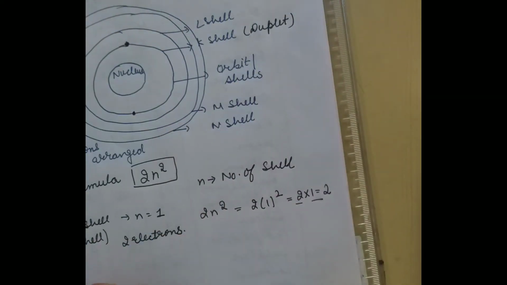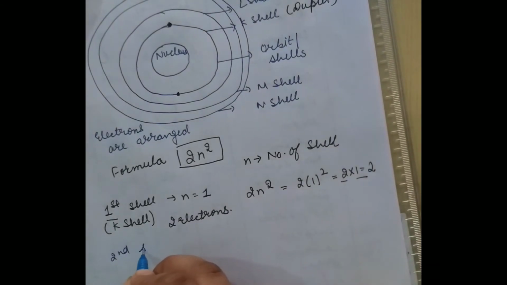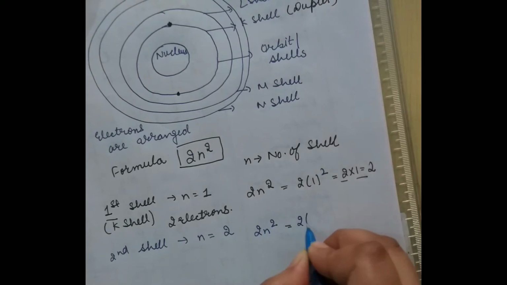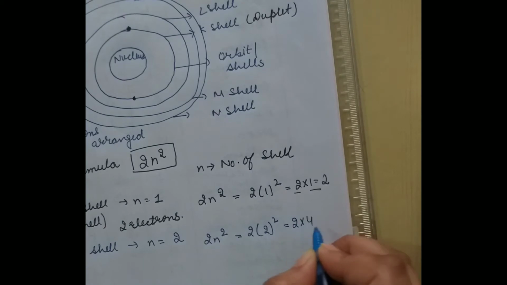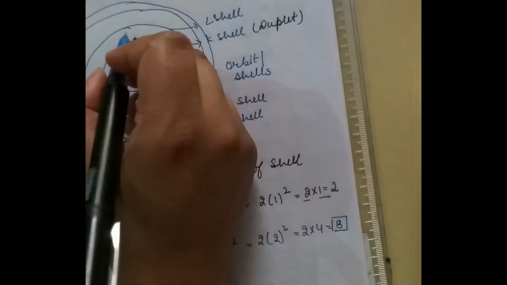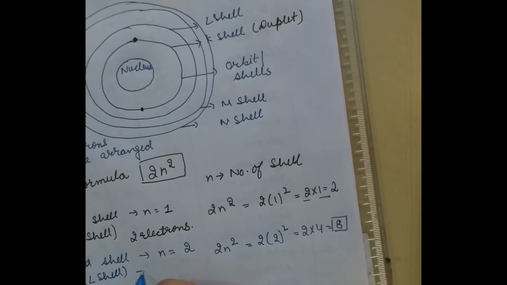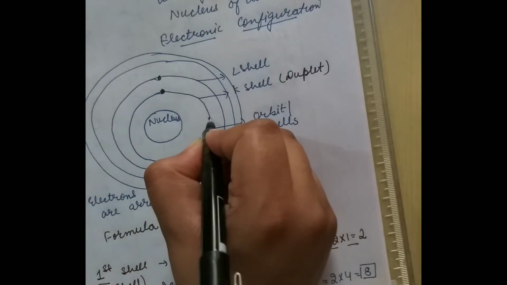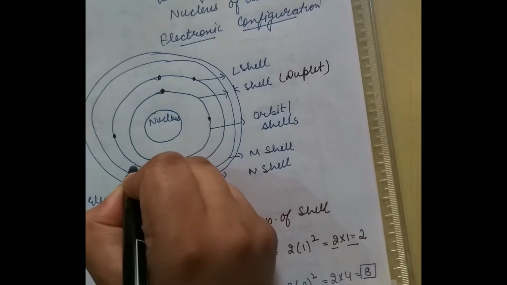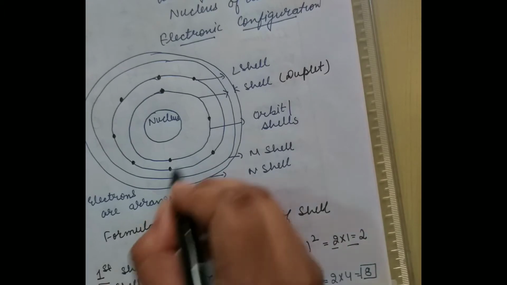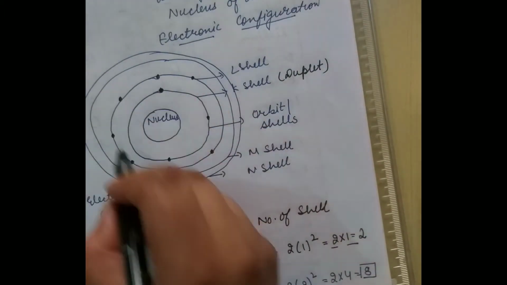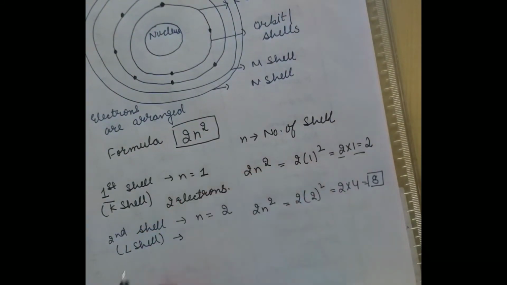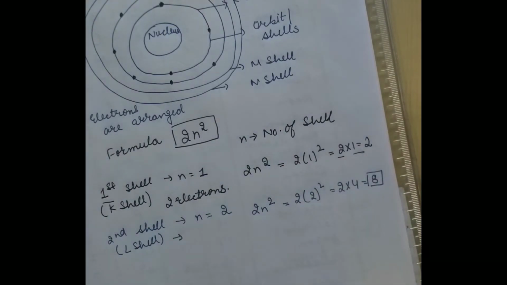Then if we talk about the second shell, n is equal to 2. So 2n square is 2 into 2 square, which is 2 into 4, that gives us 8. This means in the second shell, that is the L shell, we can arrange a maximum of 8 electrons, like this: 1, 2, 3, 4, 5, 6, 7, 8. This is how we can arrange electrons around the nucleus in the orbits, and through the formula 2n square we can have different numbers of electrons in different shells.